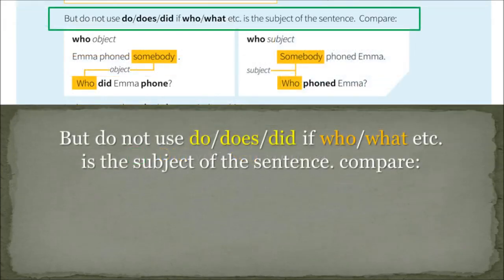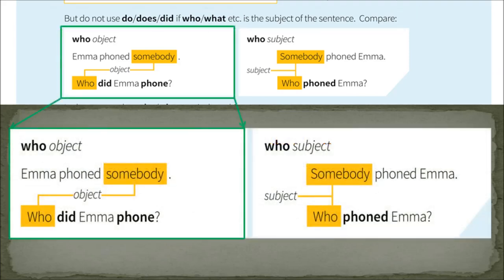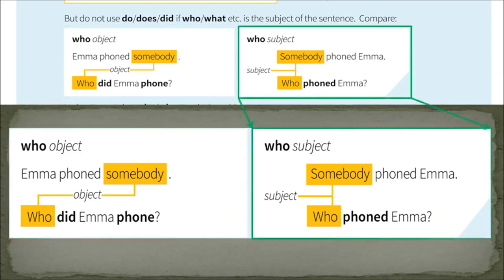But do not use do, does, did if who, what, etc. is the subject of the sentence. Compare. Who, object. Emma phoned somebody. Object. Who did Emma phone? Who, subject. Somebody phoned Emma. Subject. Who phoned Emma?